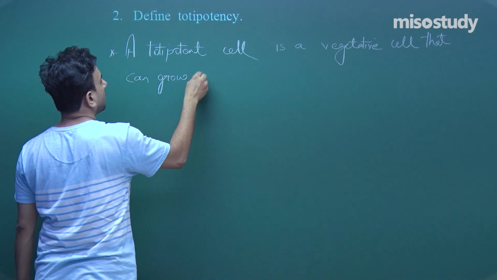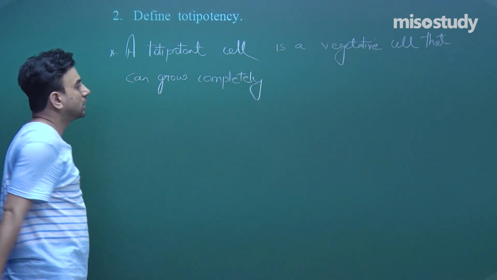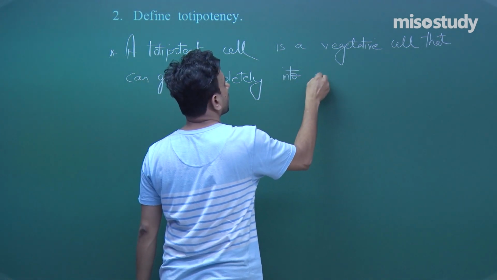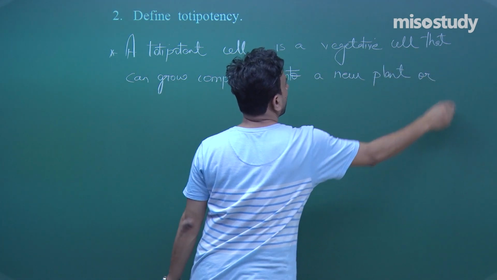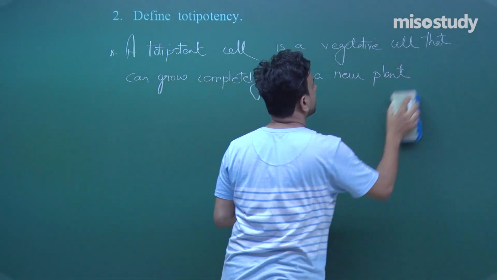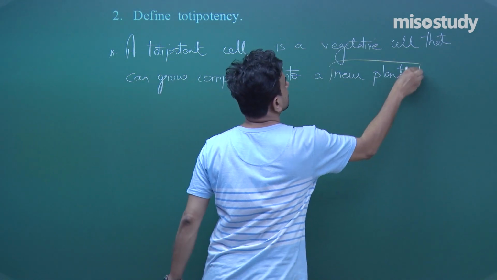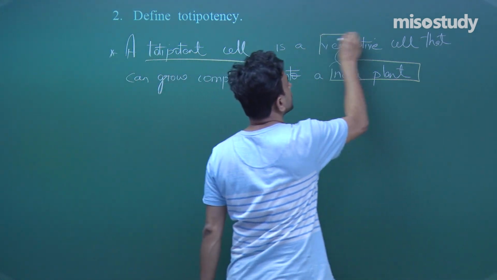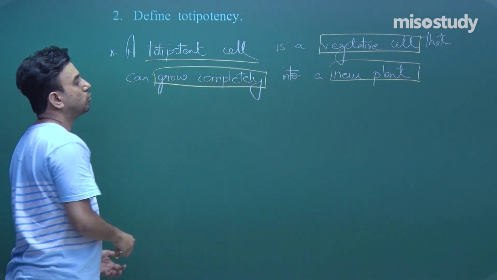That can grow completely into a new plant, and that is what a totipotent cell is, right? So a totipotent cell is a vegetative cell that can grow completely into a new plant.